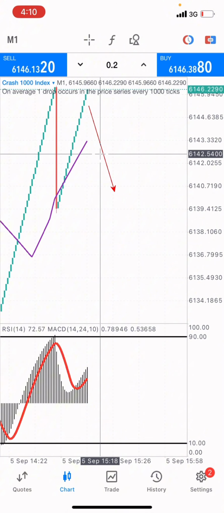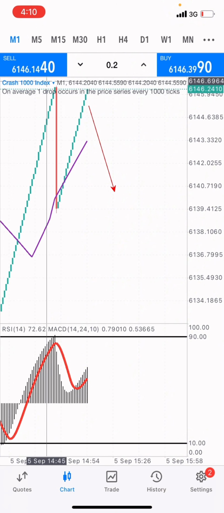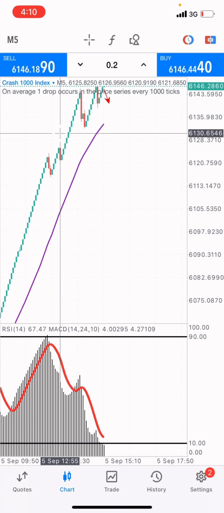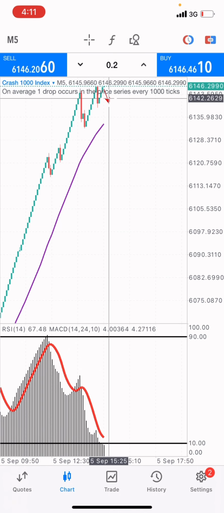All right, so while we're waiting for the spike to drop, what we're going to do right here is go to the 5 minute time frame. On the 5 minute time frame, you can see that the market is still going to drop.